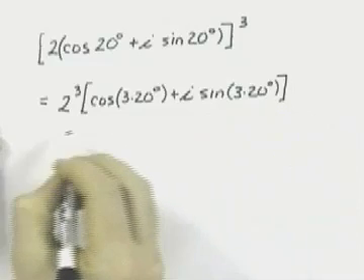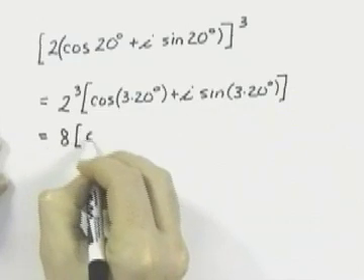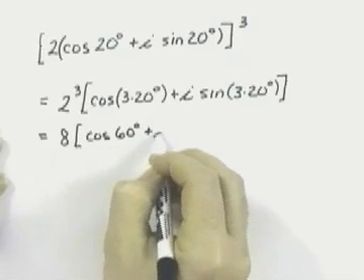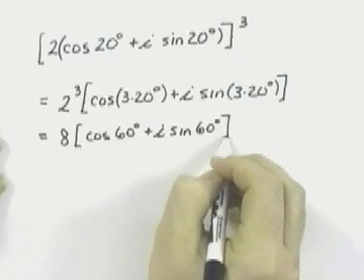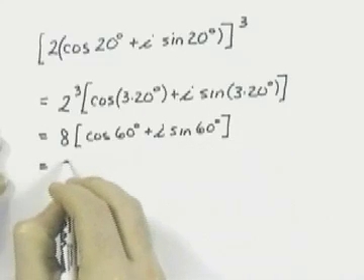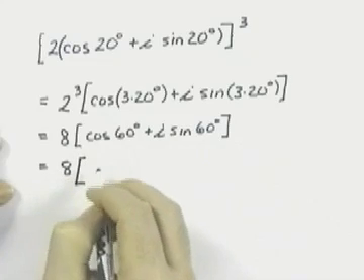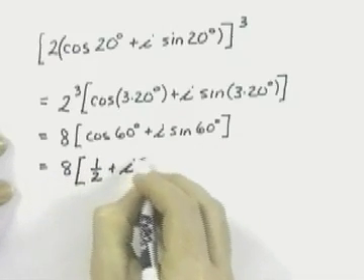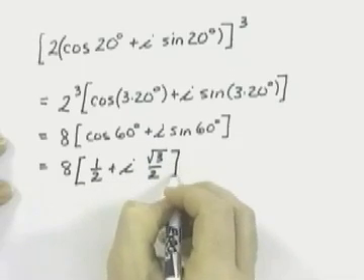So 2 cubed is 8. And then I have cosine of 60 degrees plus i times the sine of 60 degrees. The cosine of 60 degrees is, of course, 1/2. The sine of 60 degrees is the square root of 3 over 2.